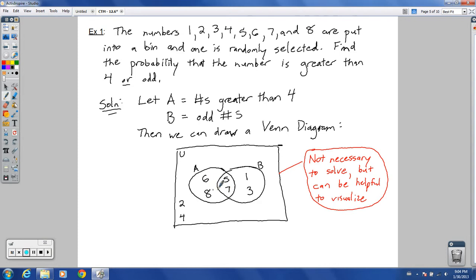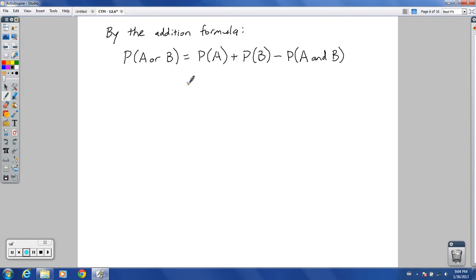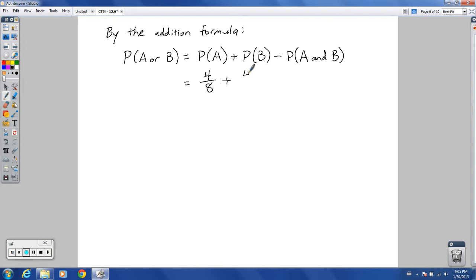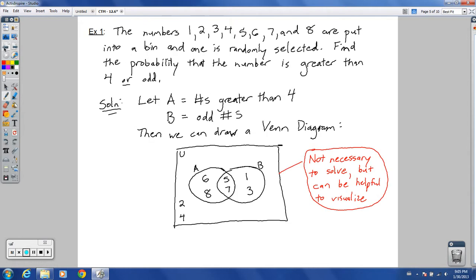So we would have 4 out of 8 that satisfy A, that have this number greater than 4. So this would be 4 out of 8 for probability of A. I'm not going to reduce right now. You'll see why in a second. Probability of B would be the same thing, 4 out of 8, if we look at the Venn diagram. So there's 4 odd numbers out of 8 in our universe, our small little universe of the first 8 whole numbers.